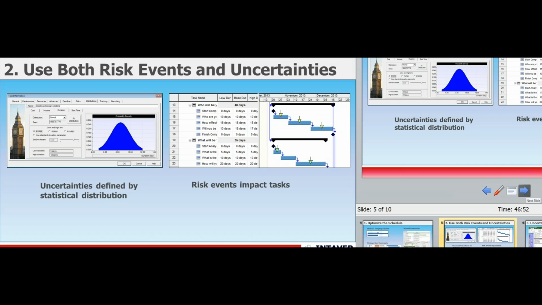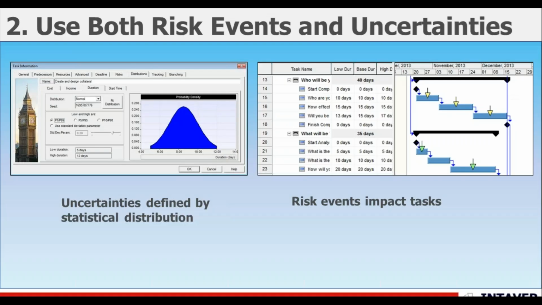Use both risk events and uncertainties. So often when we're discussing running Monte Carlo simulations, we have customers, clients, users who will use risk events or uncertainties, which are 3-point estimates for durations, start and finish times, or costs, but they don't use both. Risk in projects comes from two sources, risk events and uncertainties.